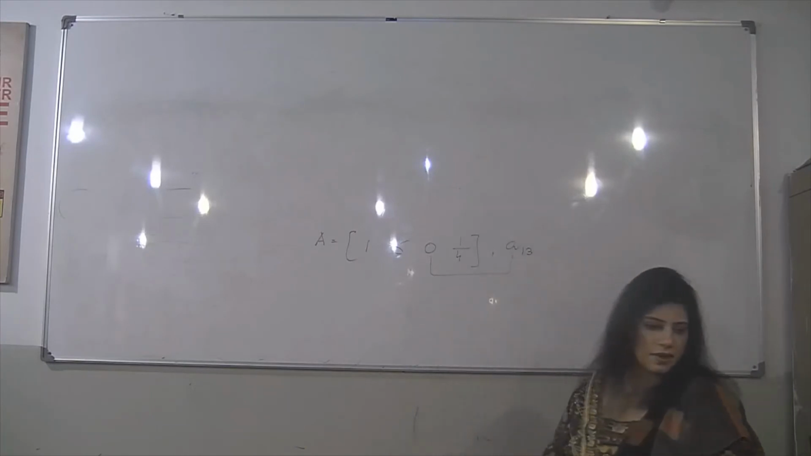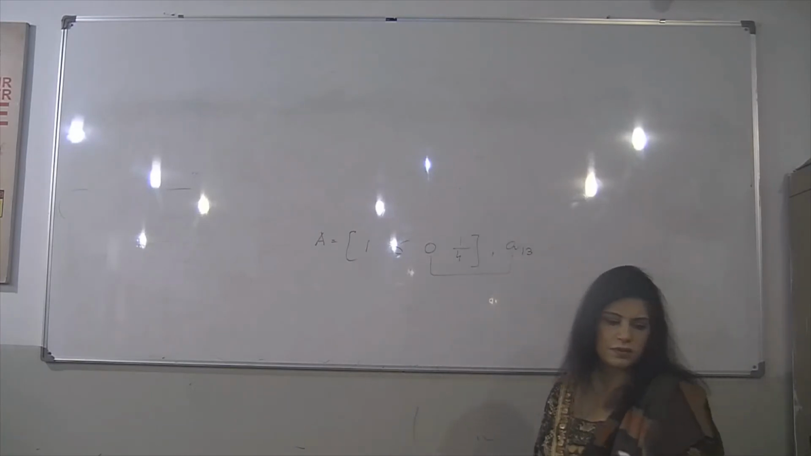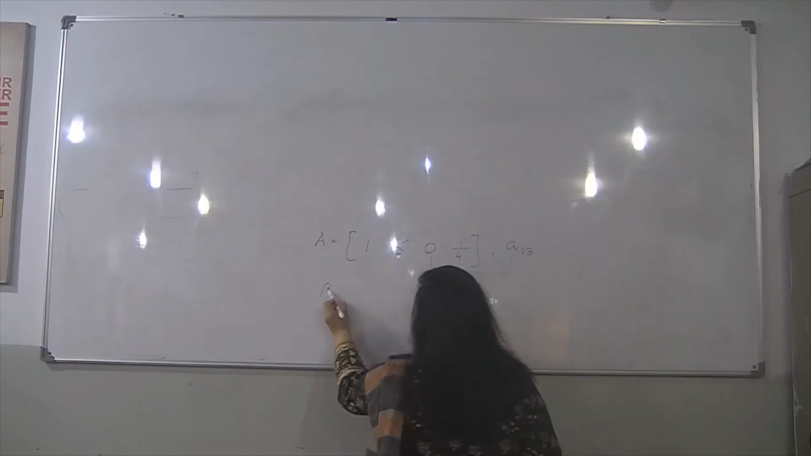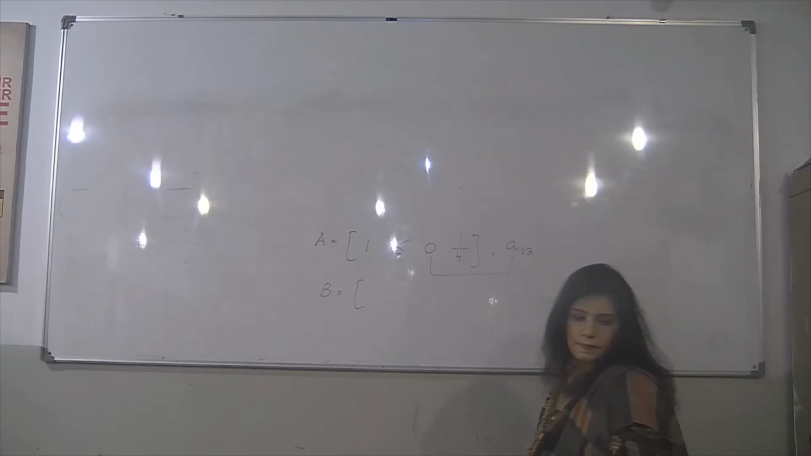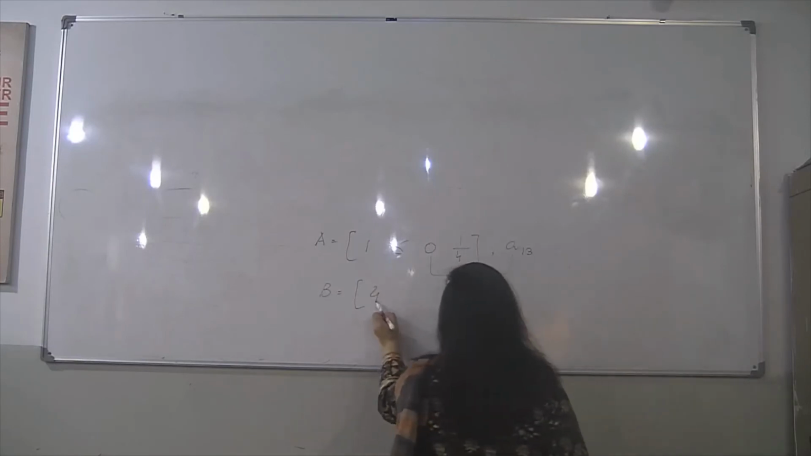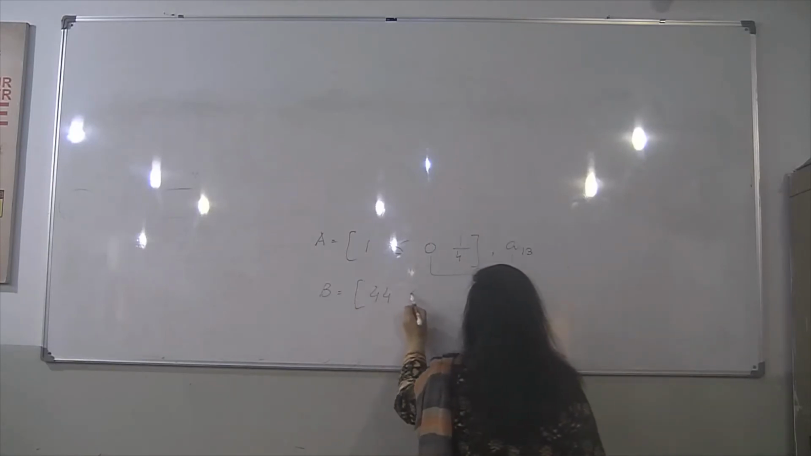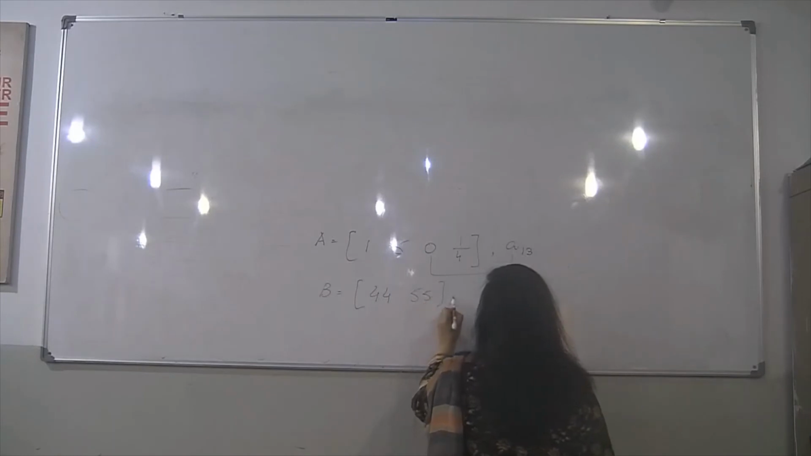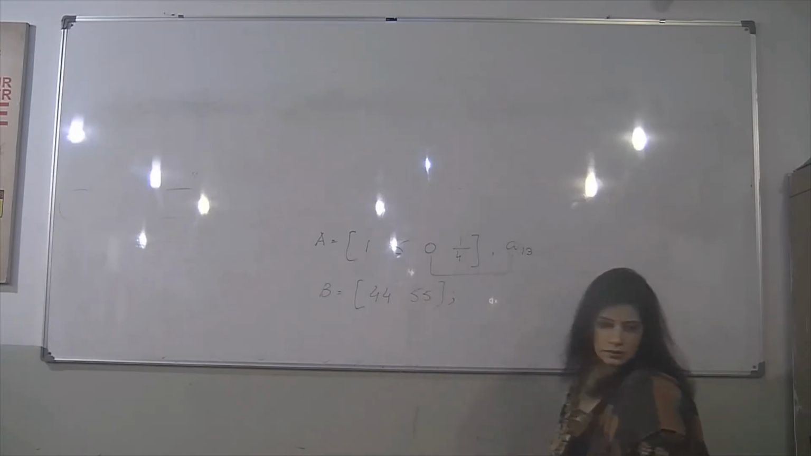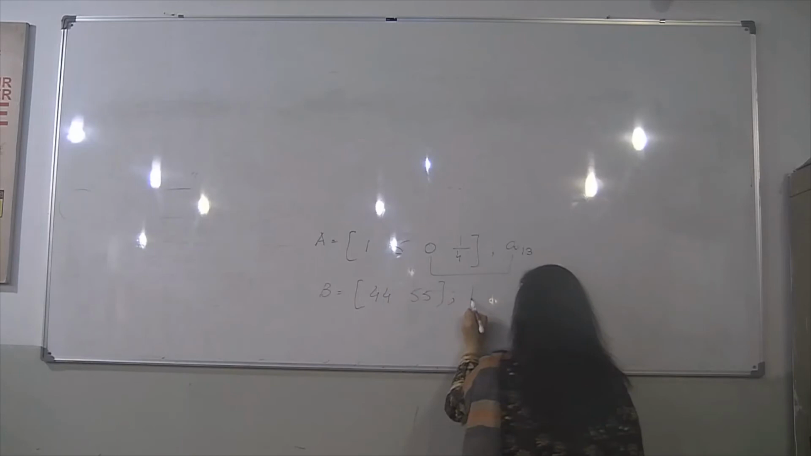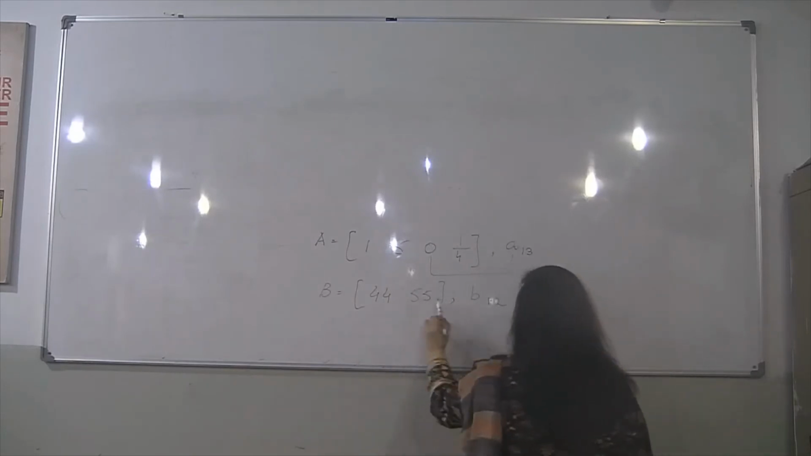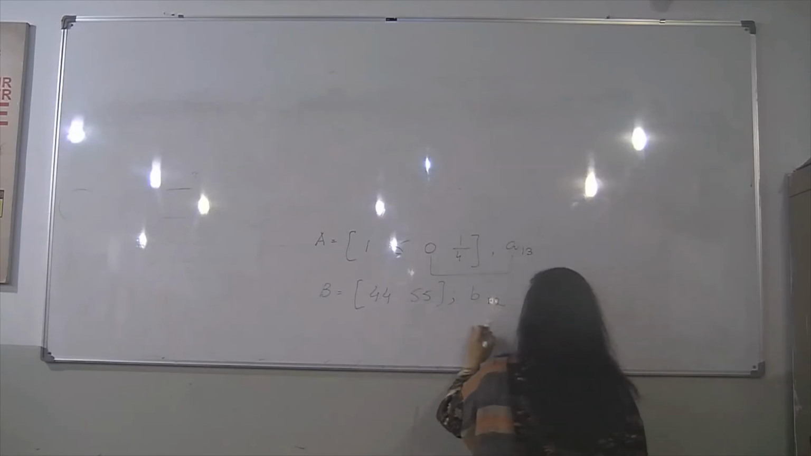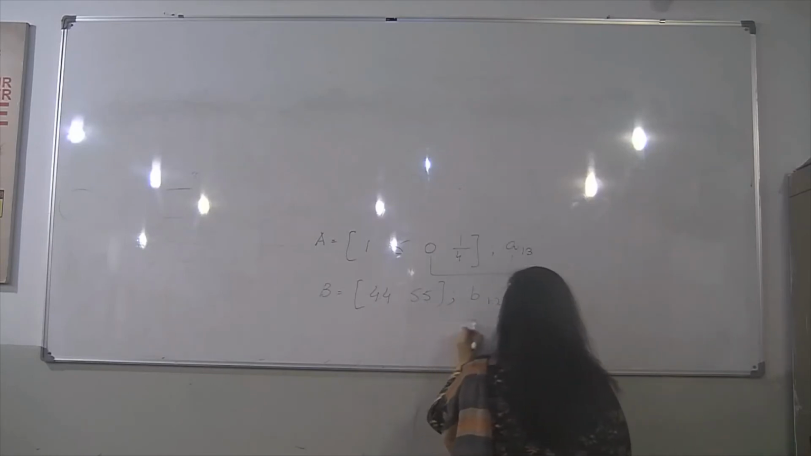Okay? Similarly, we have 4455 as B12. This is question 2. 4455, and we have B12. Now we have the first row, because this is one row, and second column. So this would be this column, okay?